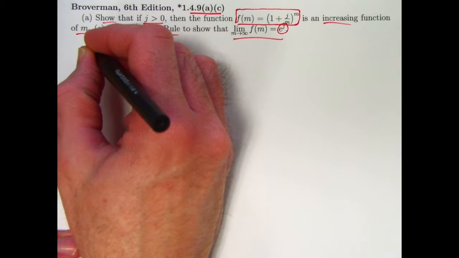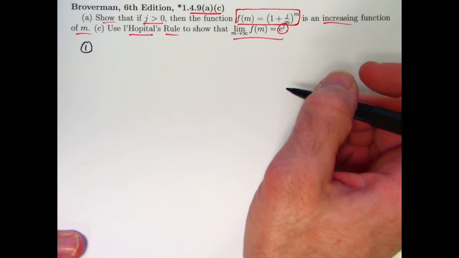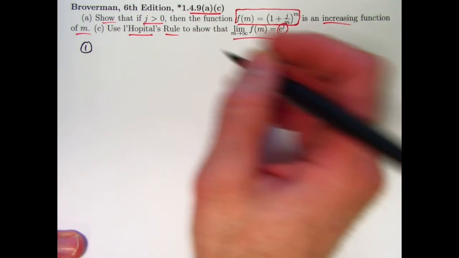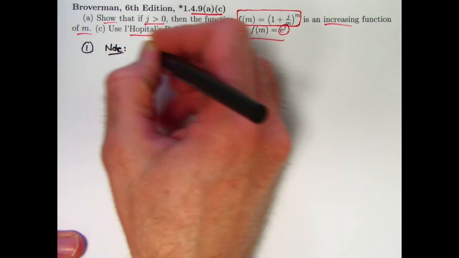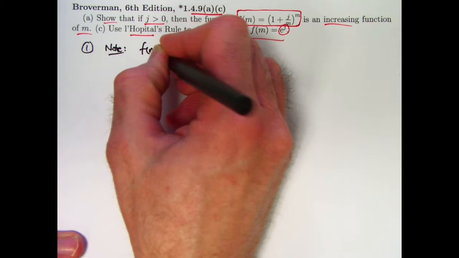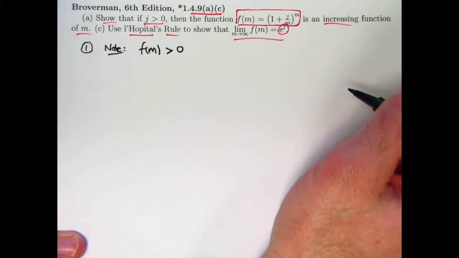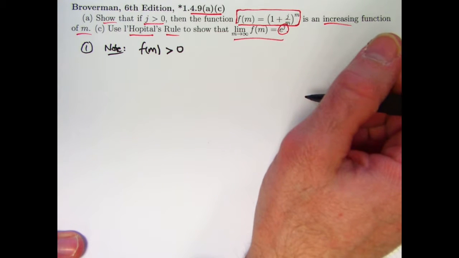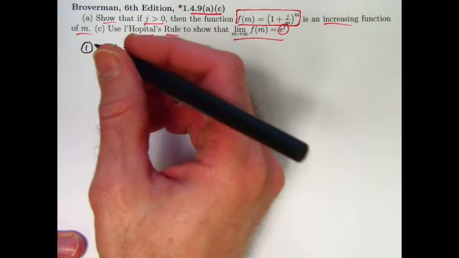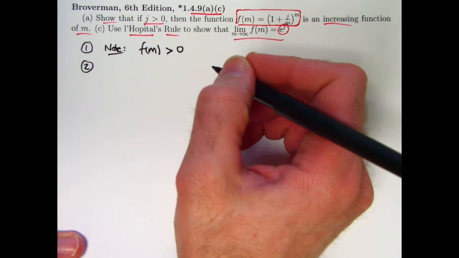The first step I'm going to write down is technically not necessary as far as what the problem statement is asking for, but I'm going to need it later on here. So I'm just going to note that certainly f of m is a positive quantity. Look at that equation for f of m. J is positive. This is an exponential thing. It's going to be a positive quantity. There's no negative signs in there. So that's positive. We're going to need that in a minute here.